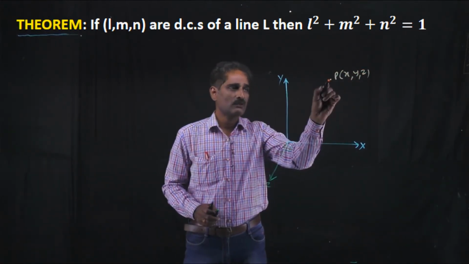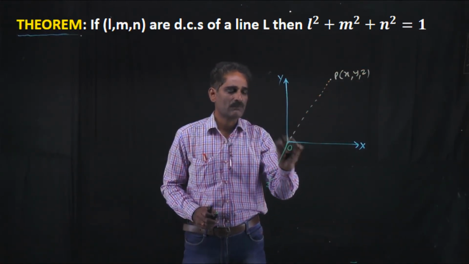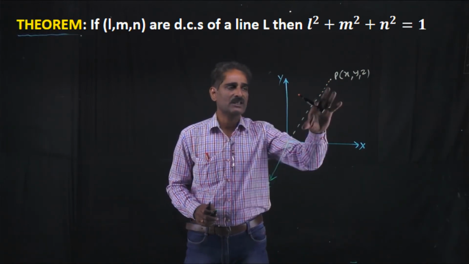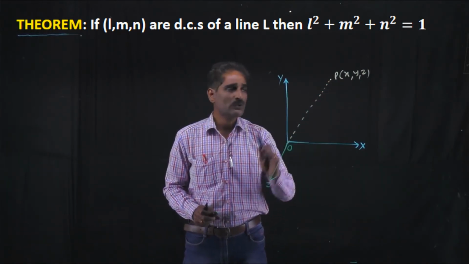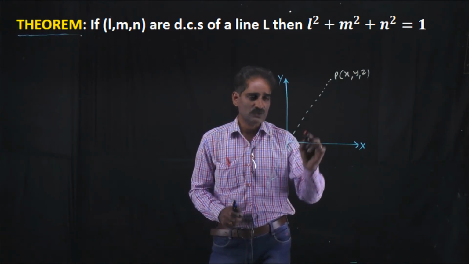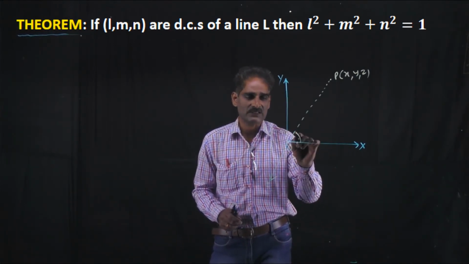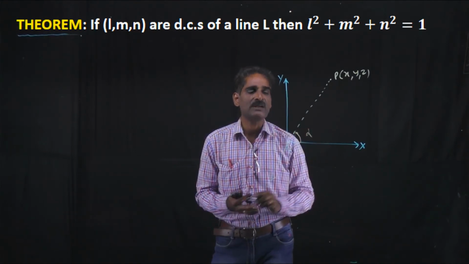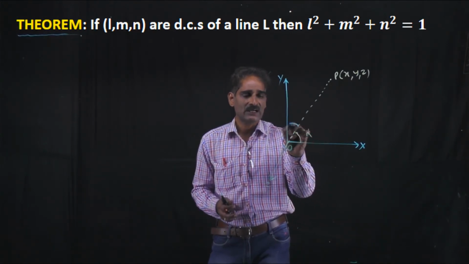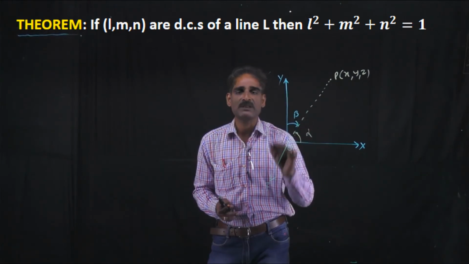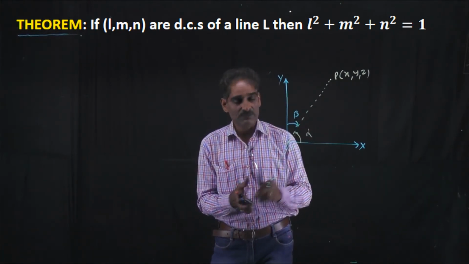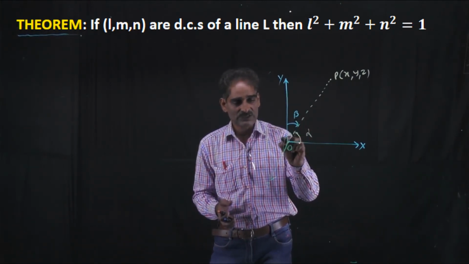So join O and P. Understand? This is the length of OP. We have to introduce DCs of the line OP. So for that, just take angles with the coordinate axes. Let us take alpha as the angle made by the line with the x-axis, beta as the angle made by the line with the y-axis, and gamma as the angle made by the line with the z-axis.